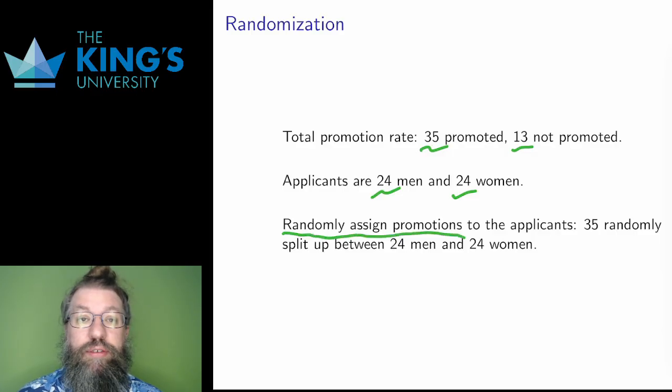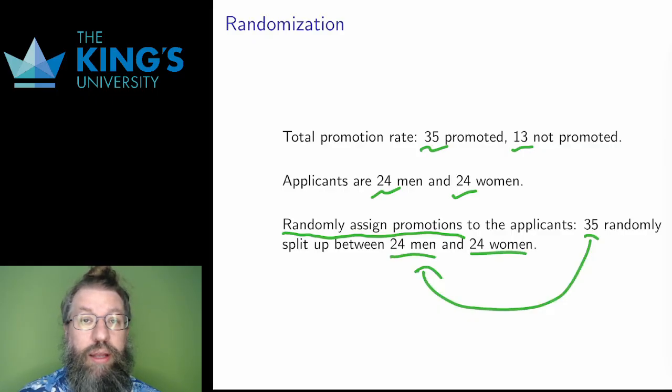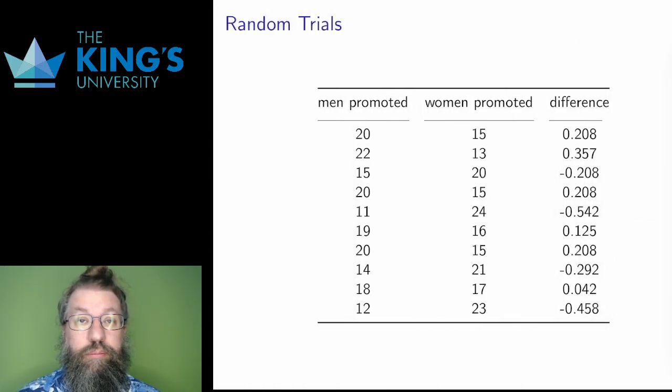Well, I'm going to find out by doing a bunch of random selections. I'll randomly assign the 35 promotions to the 48 applicants. Take these 35 promotions, randomly split them up between the 24 men and the 24 women. Here's what that looks like. There are 35 promotions, and I asked a random number generator to randomly assign them into the two categories. These were the first few random trials.